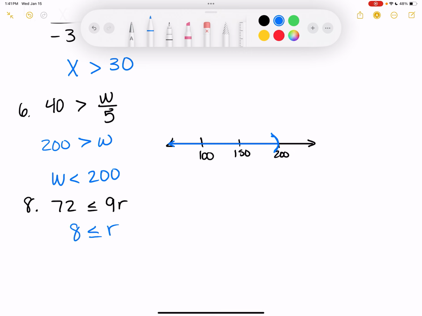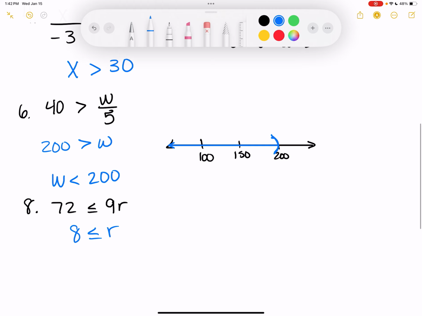Again, I would recommend you flip it so that it's in the right order. The book's always going to put the variable on the left in the answer. So R, the mouth opens toward the R, is greater than or equal to 8.